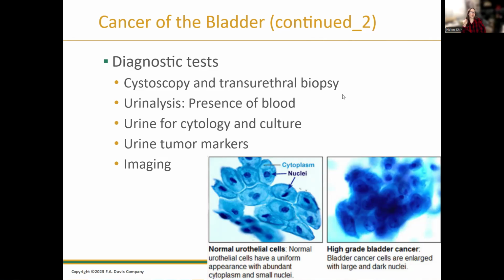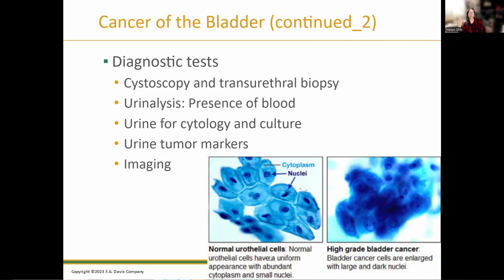Then we could use urinalysis to detect the presence of blood. And a lot of times we'll do both cytology and a urine culture because a lot of the UTI symptoms are also seen for bladder cancer. Bladder cancer and UTIs have an overlap of their symptoms. So cytology, we previously talked about that it's the study of cells. So we take that biopsy, we process it in the lab so that we can see what the cells look like under a microscope. So this is a picture actually of normal urothelial cells.